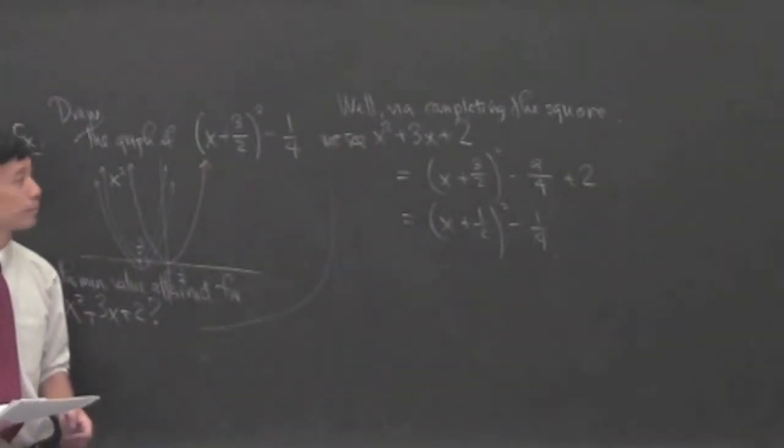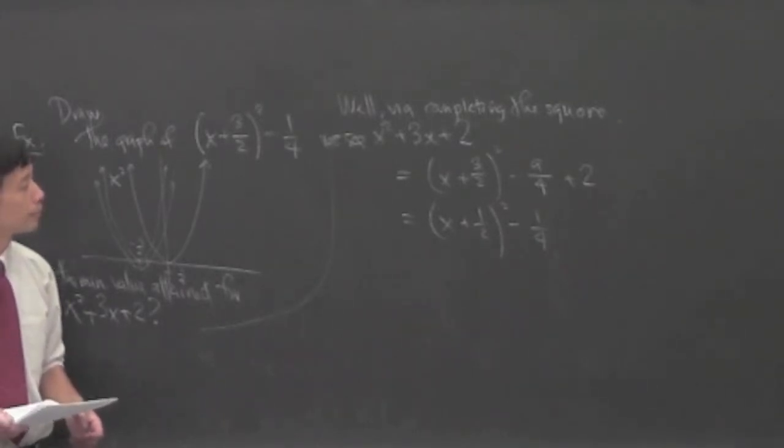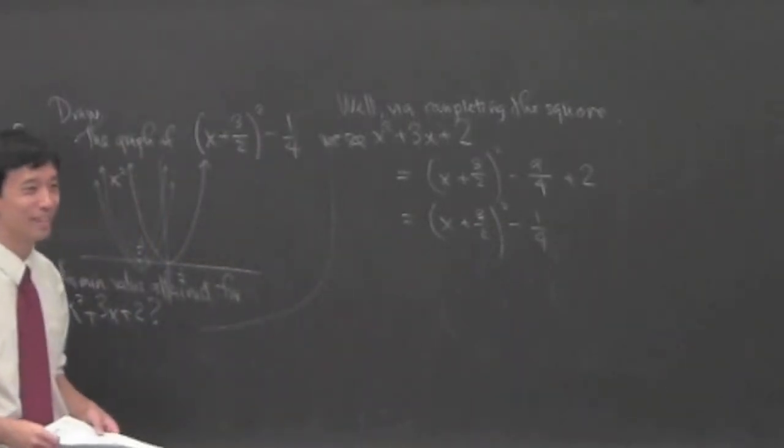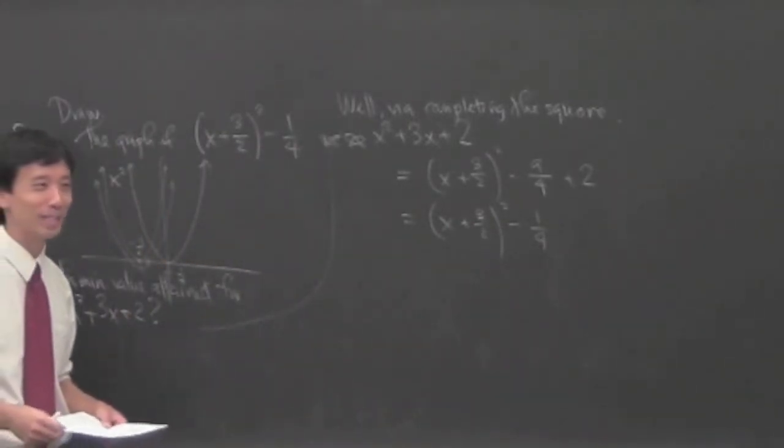Could you explain how you went from 3 halves to 1 half? Oh. It was a mistake. Okay. Is that why you're all scowling?